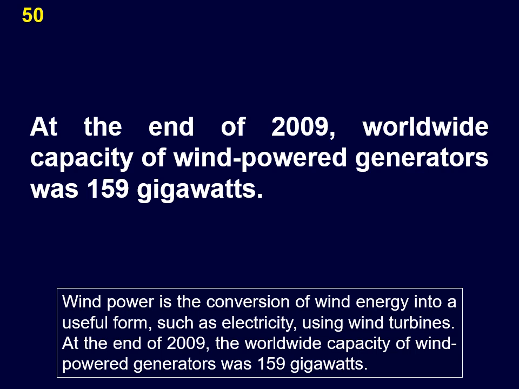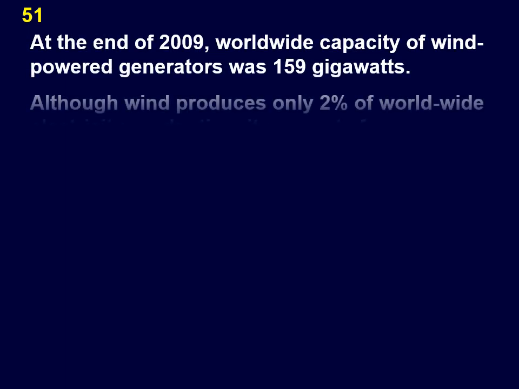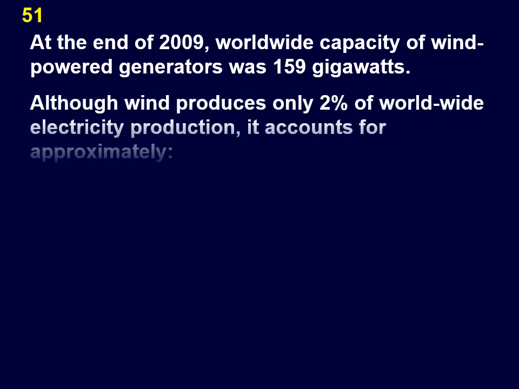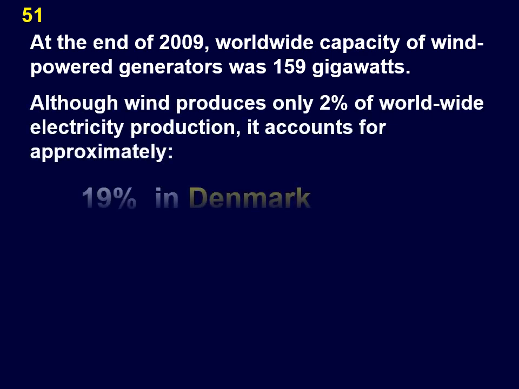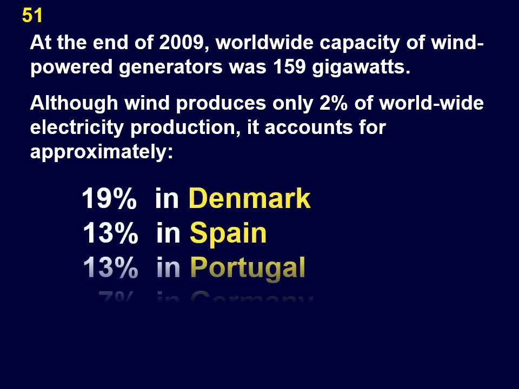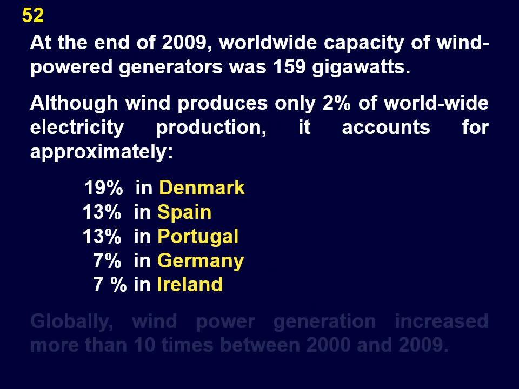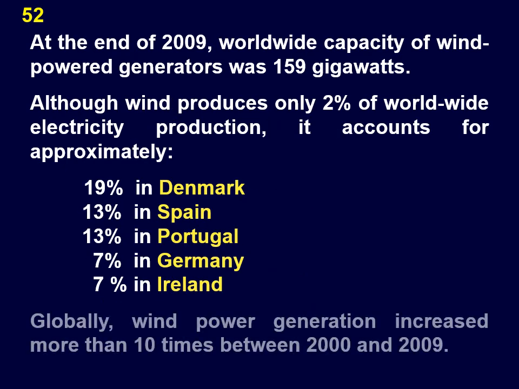At the end of 2009, worldwide capacity of wind-powered generators was 159 gigawatts. Although wind produces only 2% of worldwide electricity use, it accounts for approximately 19% of electricity production in Denmark, 13% in Spain and Portugal, 7% in Germany, and 7% in the Republic of Ireland. Globally, wind power generation increased more than 10 times between 2000 and 2009.